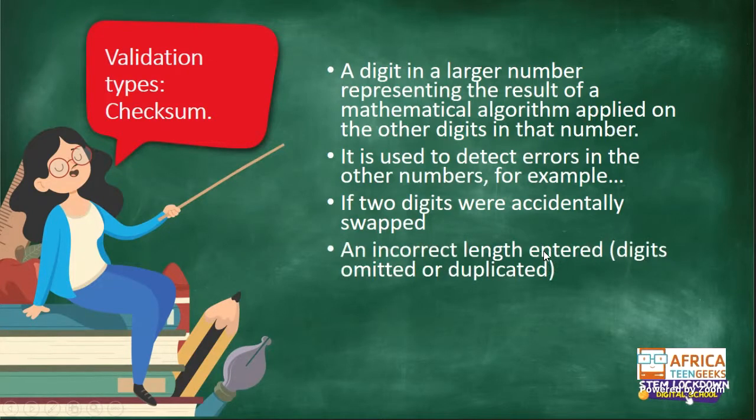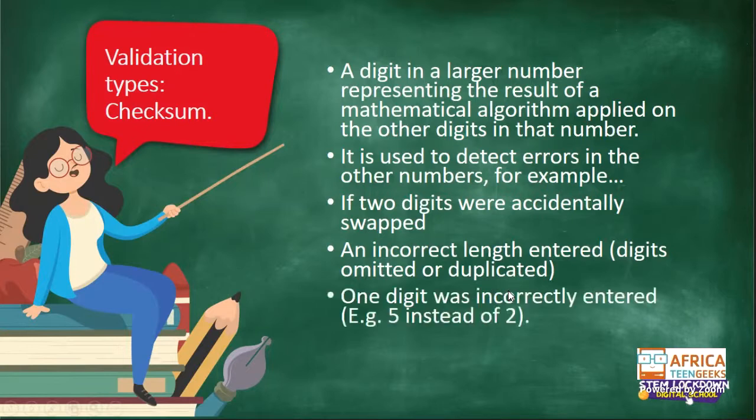Also, an incorrect length entered. Sometimes you duplicate a digit, you quickly type in the digit 3 twice, or you forget to enter one of the digits, so your length is going to be incorrect. It's going to be either too long or too short, and it checks for that as well.